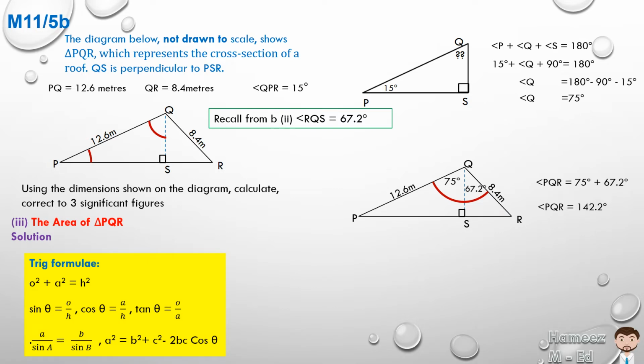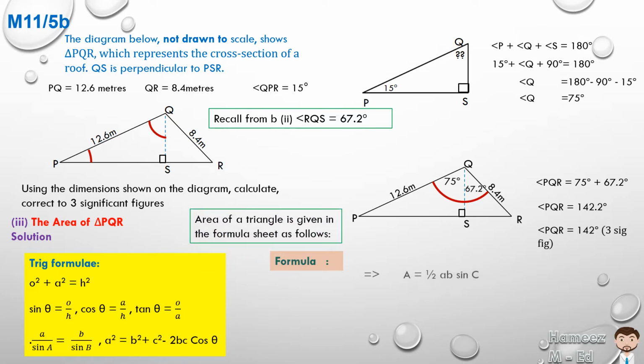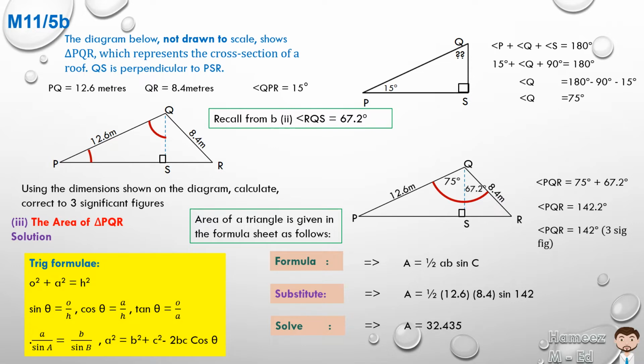And we want our answer to three significant figures. So angle PQR is equal to 142 degrees. Now the formula required to find the area of a triangle is given in our formula sheet, and that is A is equal to half AB sine C. And let's substitute into that. A is equal to half times 12.6, which is PQ, 8.4, which is QR, and sine of that entire angle at Q, which is 142. By solving, we'll get A is equal to 32.435, but let's round it off to three significant figures. So that will give us 32.4 meters squared.